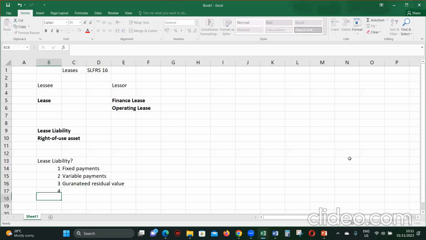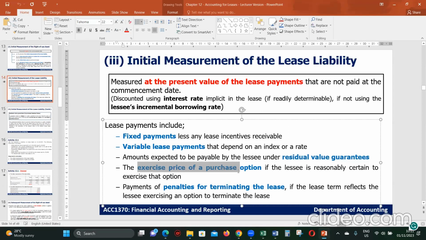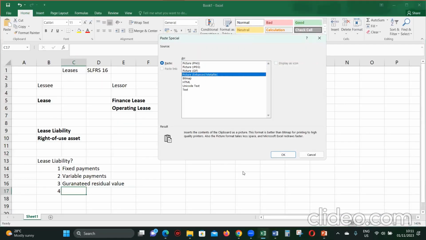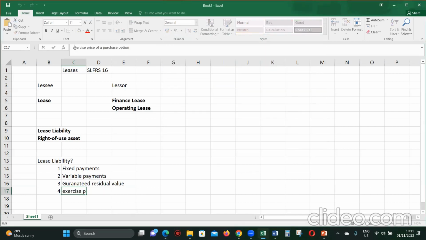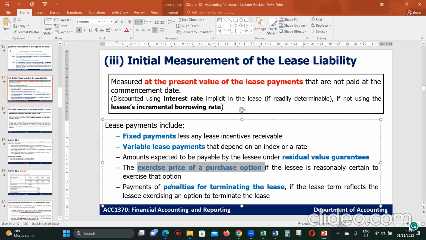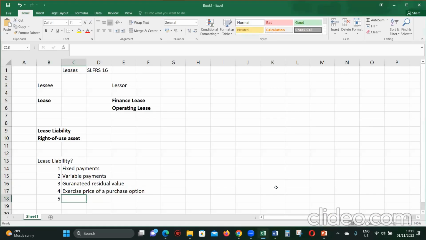Guaranteed residual value. Number 4, exercise price of a purchase option. If the lessee is having the purchase option of the underlying asset, let's say at the end of the 5th year, at the end of the lease term, then to exercise that option, the lessee needs to pay an amount. That amount is the exercise price of the purchase option. Number 5, penalties for terminating the lease. If the lessee is terminating the lease, and a penalty has to be paid to the lessor, that amount. So these are the 5 things: fixed payments, variable payments, guaranteed residual value, exercise price of a purchase option, penalties for terminating the lease. These are the things coming under lease liability.